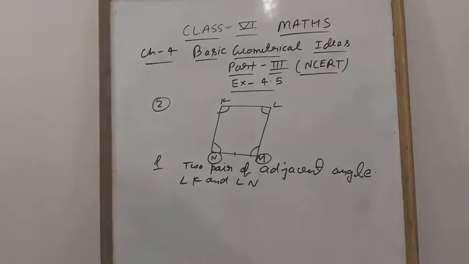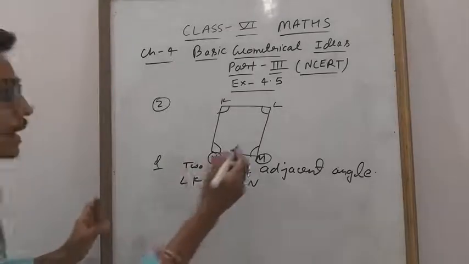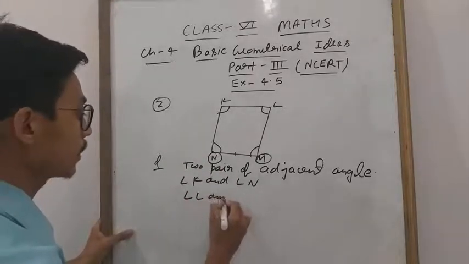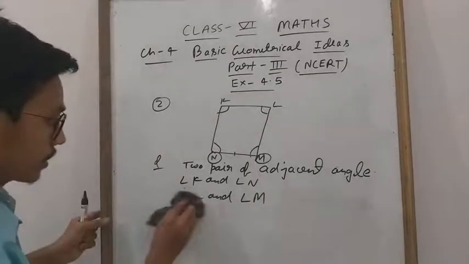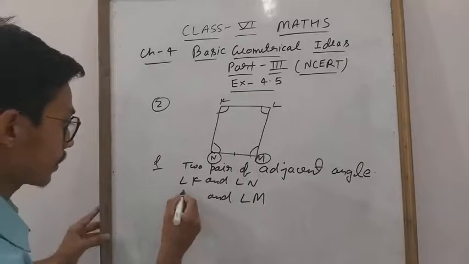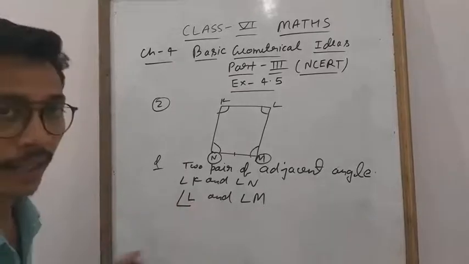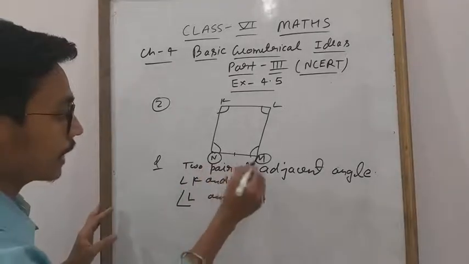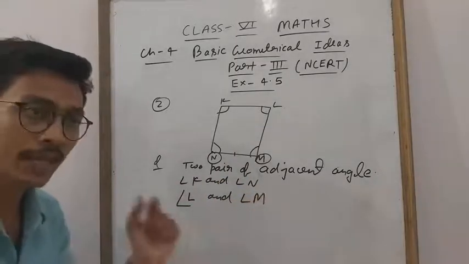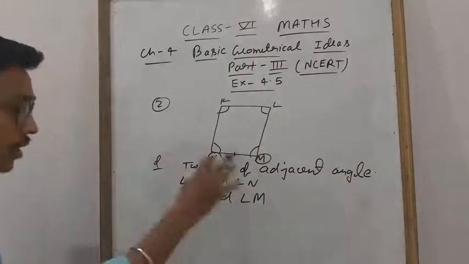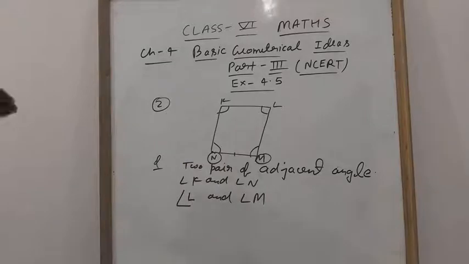See, lots of things are given. You can write down angle L and angle M. Or you can write down angle N and angle M, angle K and angle L, because adjacent angles mean they lie on the same side. Clear, student? So this is about exercise 4.5, student.